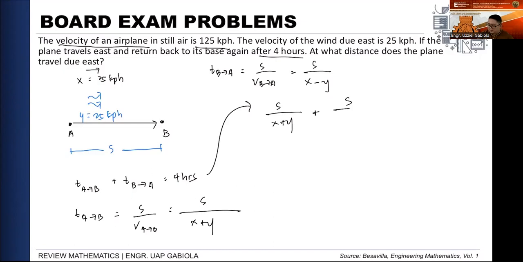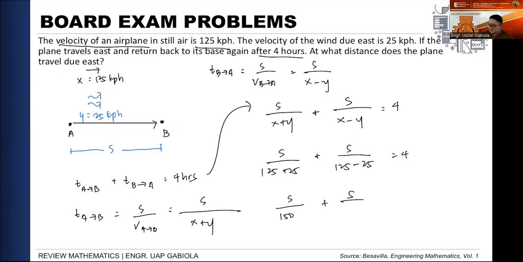Okay? So S over X plus Y, so 125 plus 25, plus S over 125 minus 25 is equals to 4. So S over 150 plus S over 100 is equals to 4. So simplify natin. This is 300. So 2S plus 3S is equals to 1,200. So 5S is equals to 1,200. Divide natin by 5. S natin will be equals to 1,200 over 5.